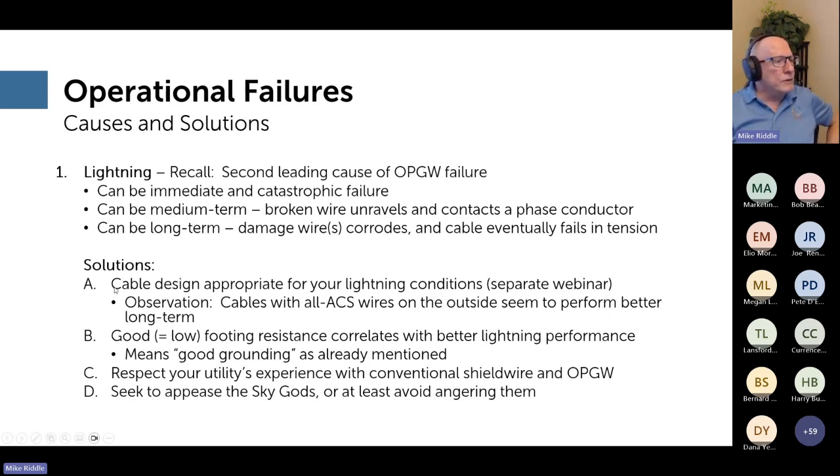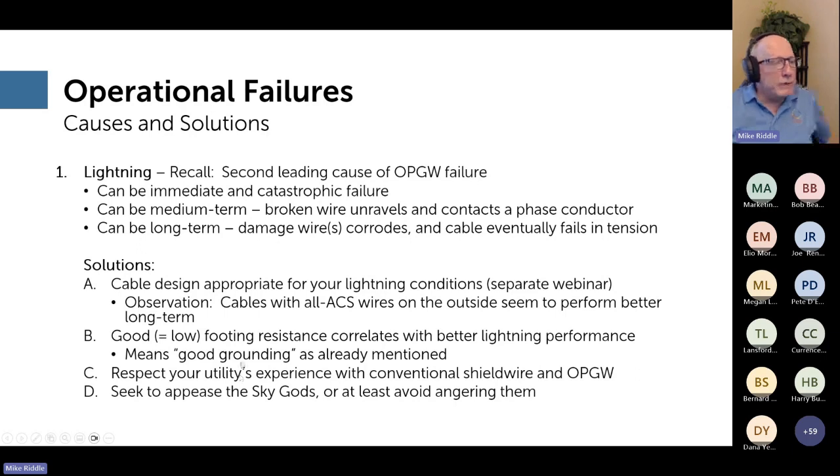So the solution, you really do need to have a cable design that's appropriate for your lightning conditions. And I do an entire separate webinar on that. For now, I will only say that I have seen that cables with all ACS wire on the outside do seem to have a better track record long term than cables with a mixed wire configuration on the outside. I already talked about good, meaning low, footing resistance is important.